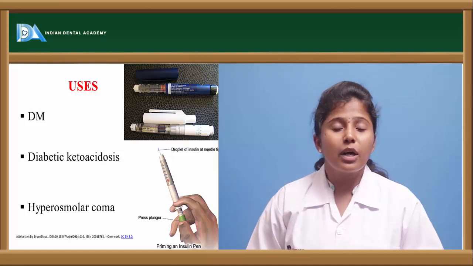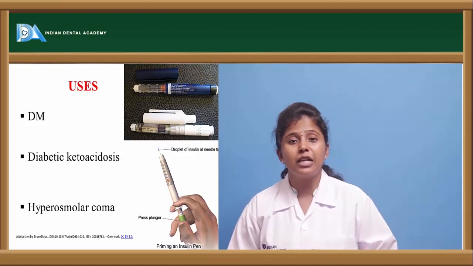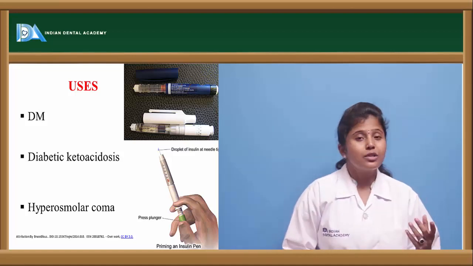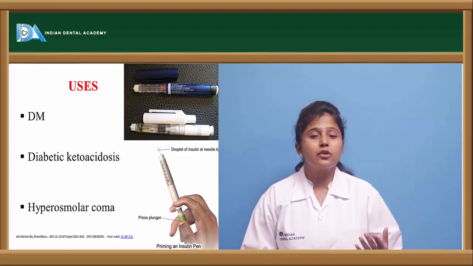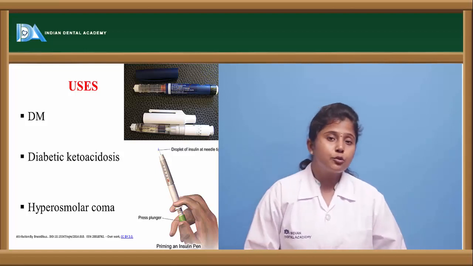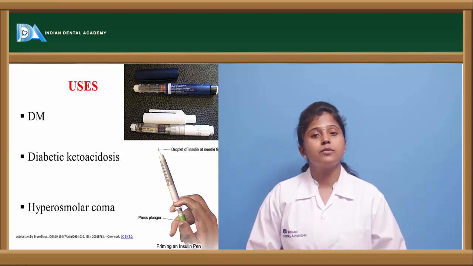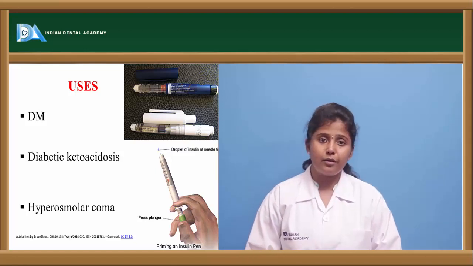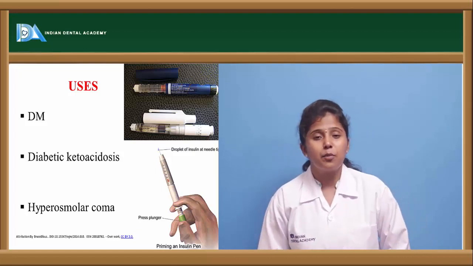Because of the high glucose concentration in the body, there occurs dehydration. This dehydration is occurring because of the high osmotic pressure. Because of the excessive osmotic pressure, the movement of molecules takes place from inside to outside of the body, leading to dehydration. This condition is called hyperosmolar coma.